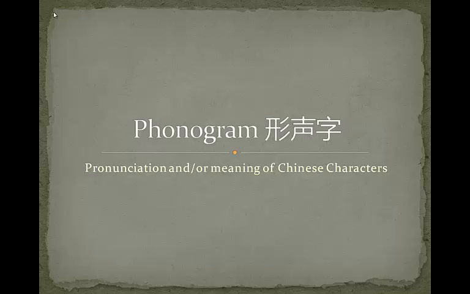Okay? So mostly these characters we categorize as phonograms, 形声字. 形 means meaning or shape, so part of the character indicates the meaning of the character, and part of the character indicates the pronunciation. So from part of it, we can guess the pronunciation.